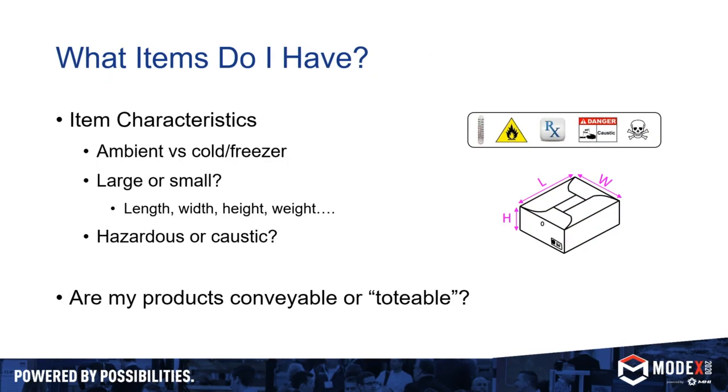So what items do I have? Are there any characteristics about those items that might make them stored in different locations than others? Is there ambient storage? Is there cold storage? Do you have any kind of caustics or other types of materials that can't be stored with certain other types? Are they large items? Are they small items? Are my products going to be conveyable or totable? And if you're not familiar with what totable is, that's basically automation lingo for does it fit into a tote?